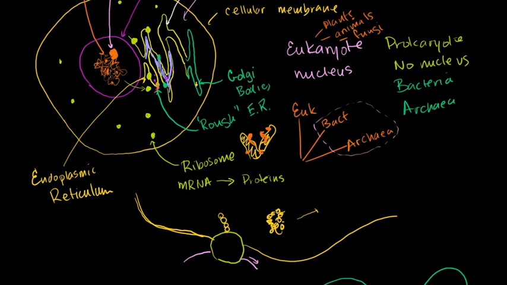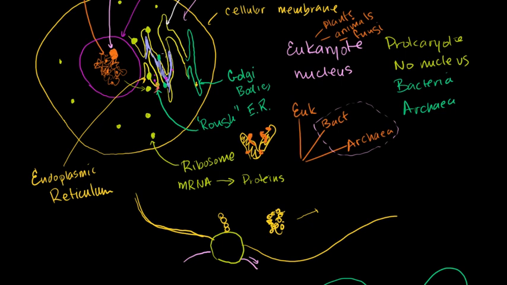We had DNA transcribed into mRNA. mRNA goes to a ribosome that's attached to the endoplasmic reticulum. It is translated into a protein that travels through the endoplasmic reticulum. First the rough, where all the ribosomes are, then the smooth. The smooth has other functions.